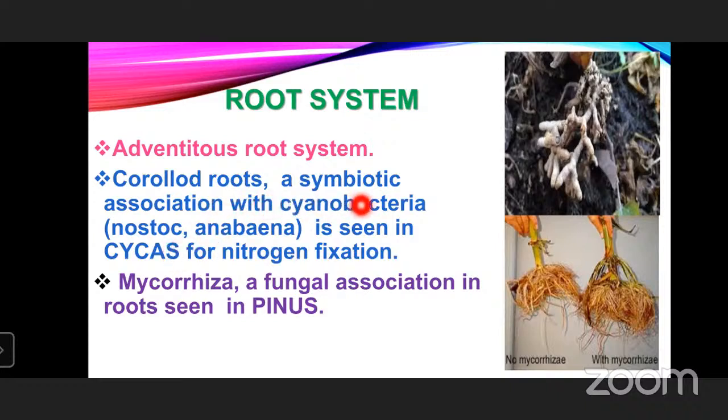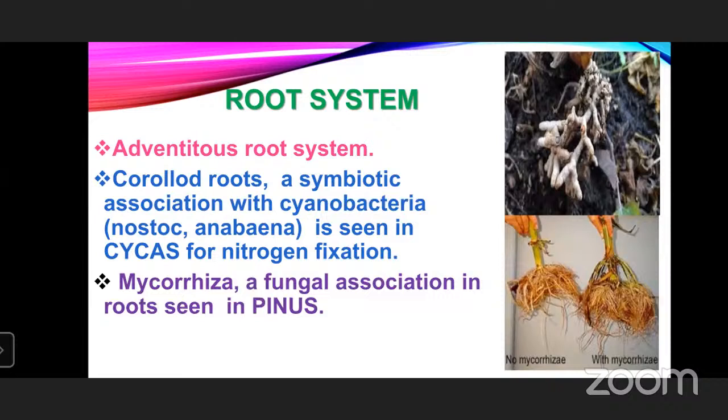Coralloidal roots means a symbiotic association is present with cyanobacteria like Nostoc and Anabaena. Both Nostoc and Anabaena are cyanobacteria. They are also called blue-green algae. These cyanobacterial members are popularly called BGA, meaning blue-green algae. So this cyanobacteria has a symbiotic association with Cycas roots, and it also plays an important role in nitrogen fixation. These Cycas plants consist of coralloidal roots.